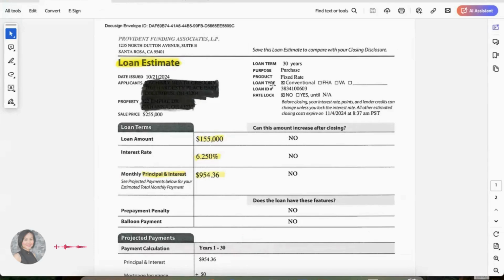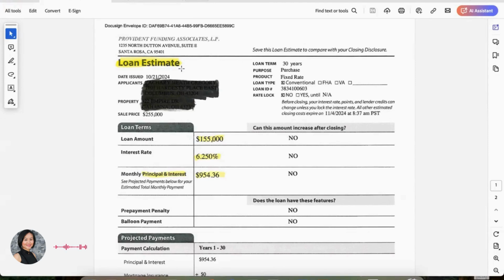Everybody. So today I'm going to walk you through a couple of forms that you're going to see during your loan process and get you familiar with the numbers here. Let's get started. The loan estimate is the very first document we're going to send out after you're in contract.